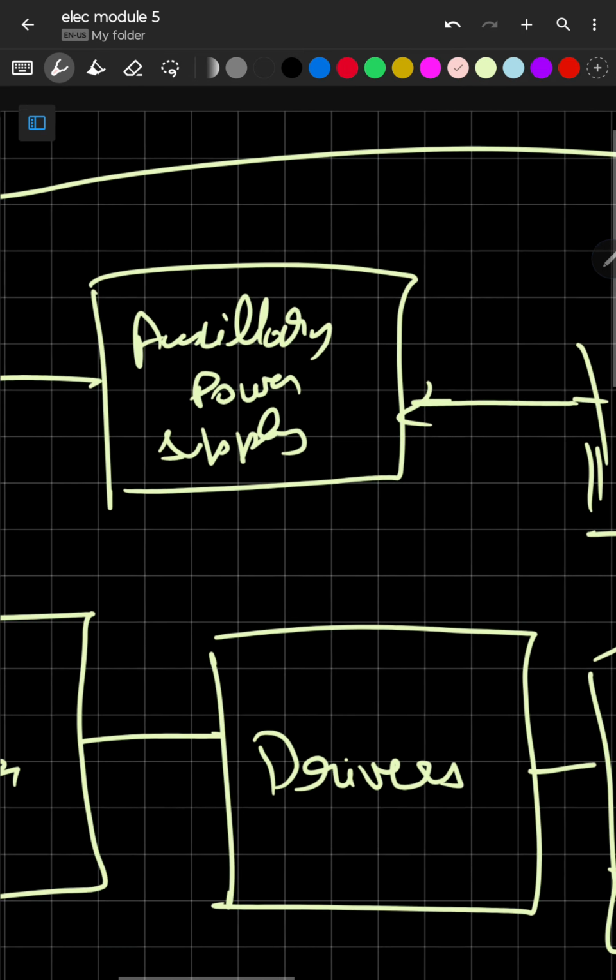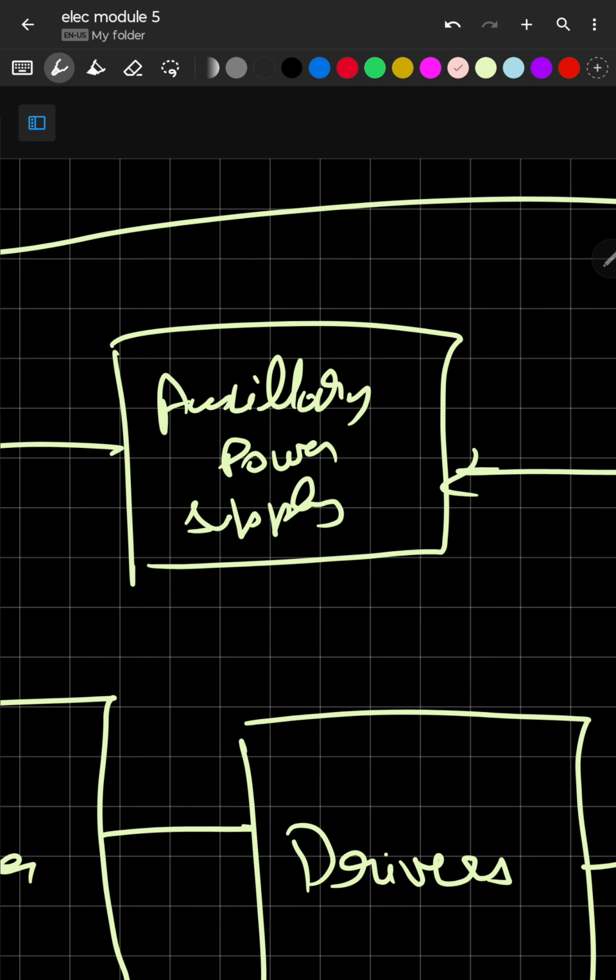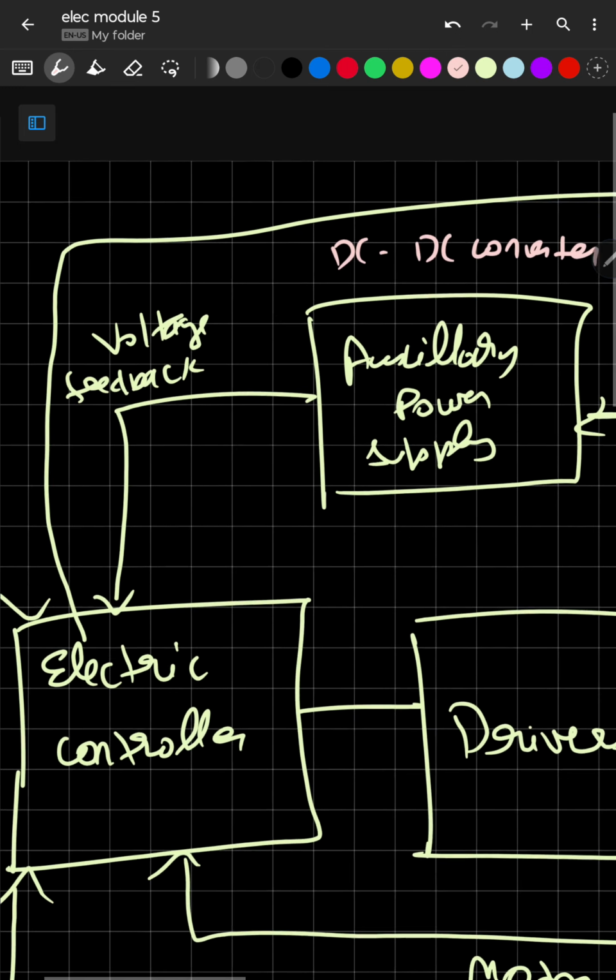Next, coming to the auxiliary power supply. This auxiliary power supply is mainly used to run the Bluetooth, horn, headlights, all these small devices which don't require high voltage like 220 volts. It does not require much voltage, so you use something known as a DC-DC converter, which will reduce this very high voltage into 12 to 13.5 volts, which is sufficient for running those small machineries. The voltage feedback.